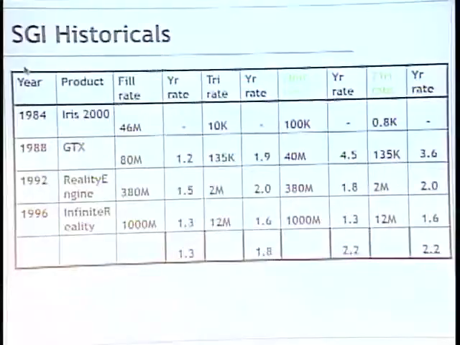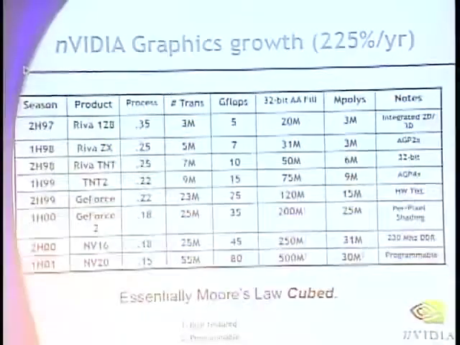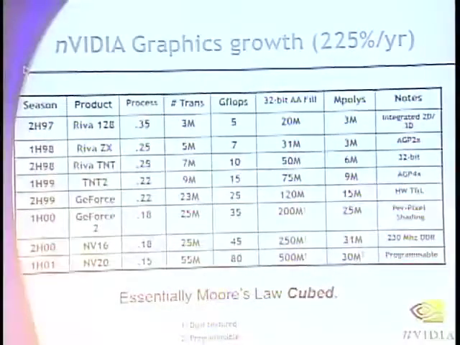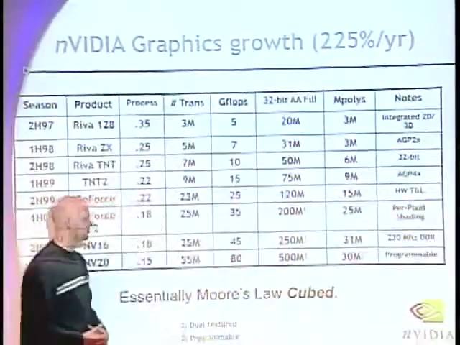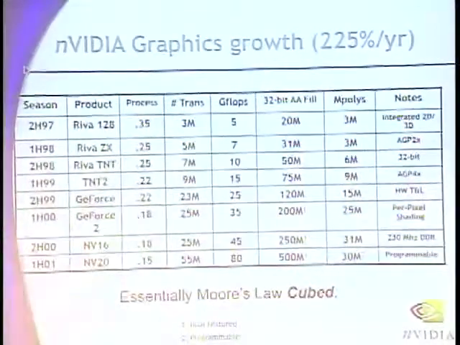NVIDIA also claimed a similar growth rate here. I find this is one of their worst marketing slides ever. This whole Moore's Law cube thing seemed like a big crock to me. But to look at how much faster things are getting there, when you look at millions of polygons you can draw per second and fill, these ended up being similar performance curves.